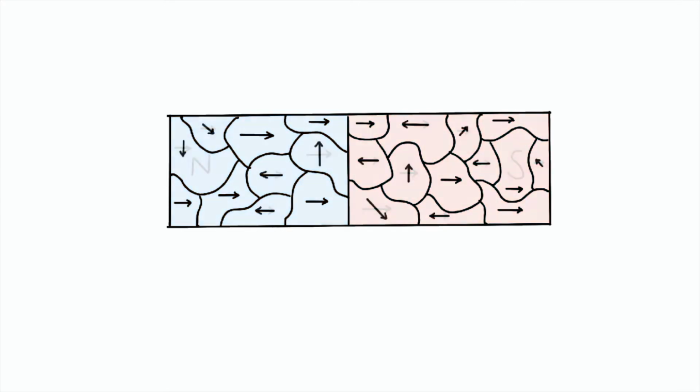So normally in a magnetic material like iron, the domains aren't lined up, so the iron is unmagnetized. The arrows showing the direction of the magnetic field of each domain would be randomized, and so there wouldn't be a strong magnetic field at all.